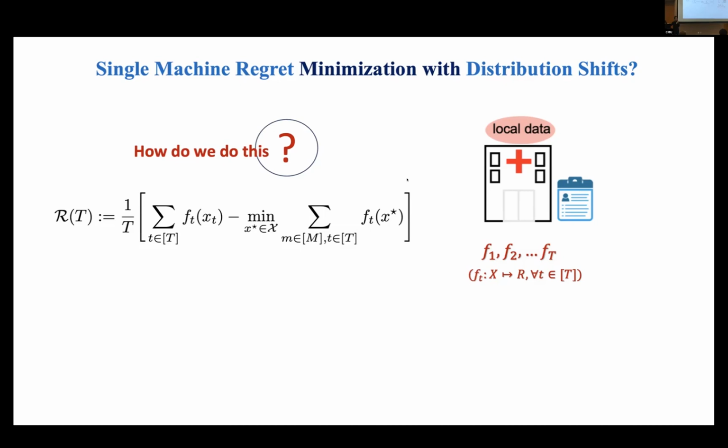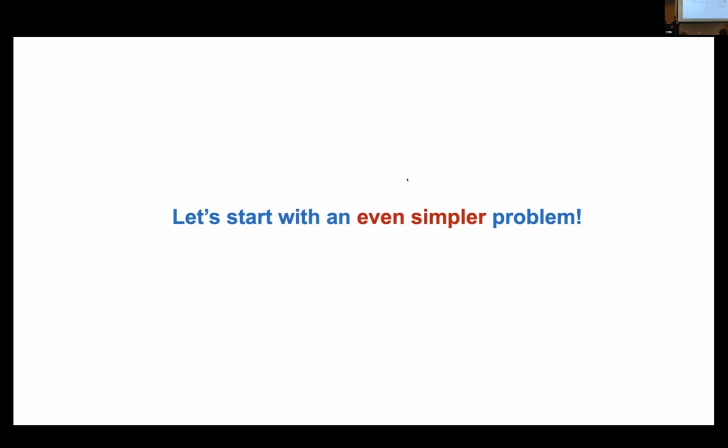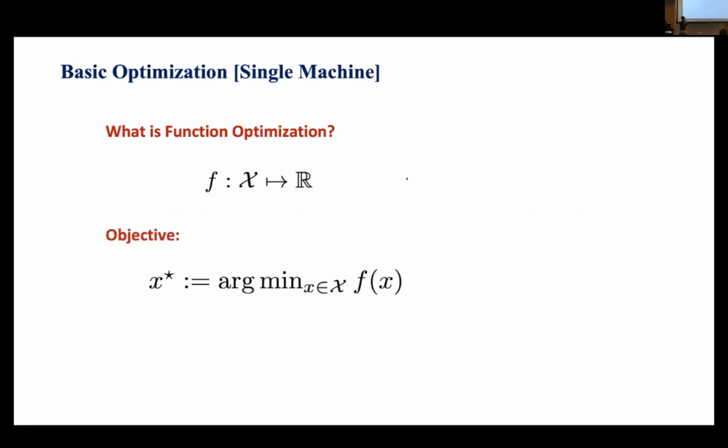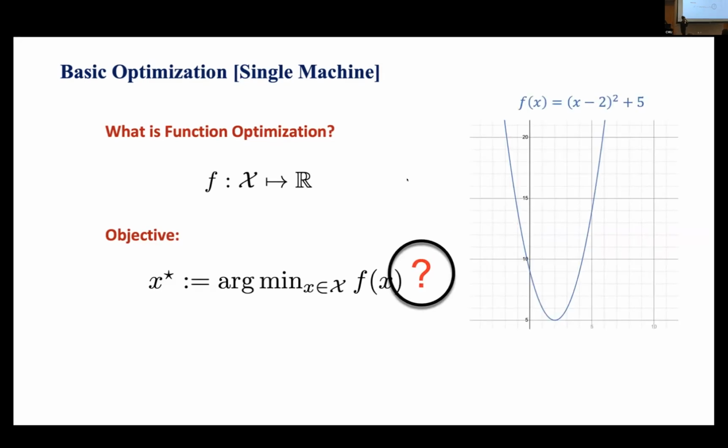My prediction should not be too bad with respect to x star. So actually let's start with an even simpler problem, which all of you should be very familiar with. Just for starters, say I have a function f, and it could be very simple, just a quadratic function: (x - 2)^2 + 5. And I just want to find the minimizer of this function.